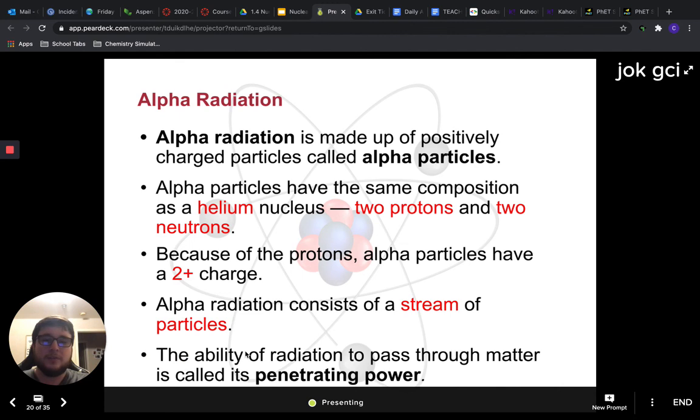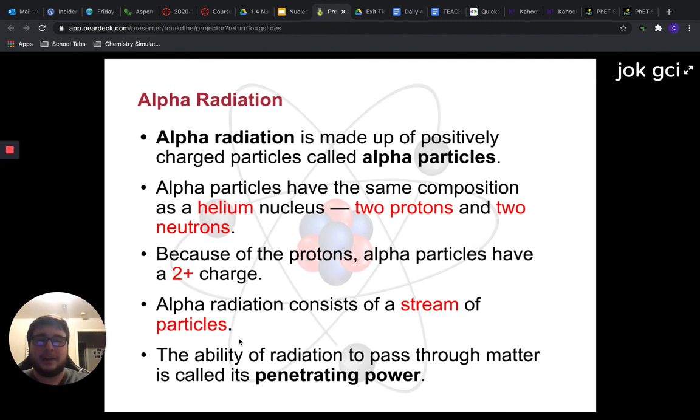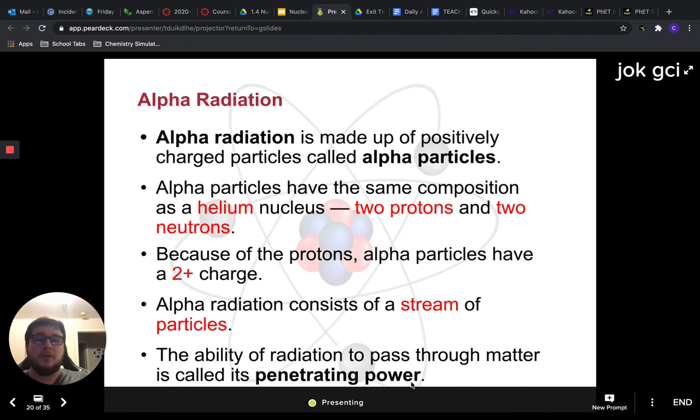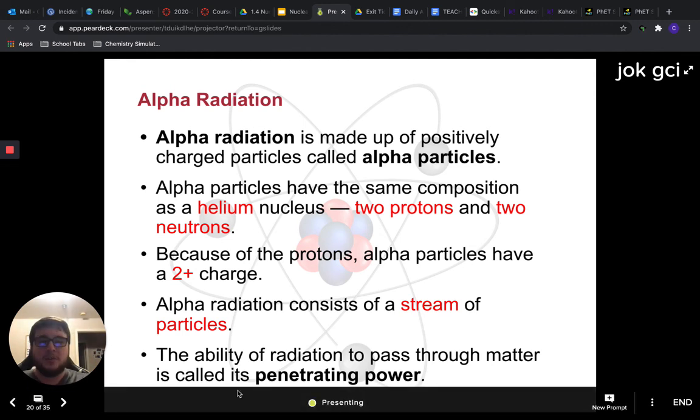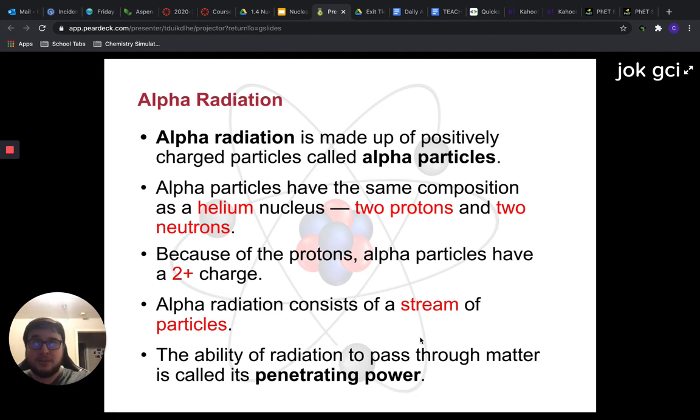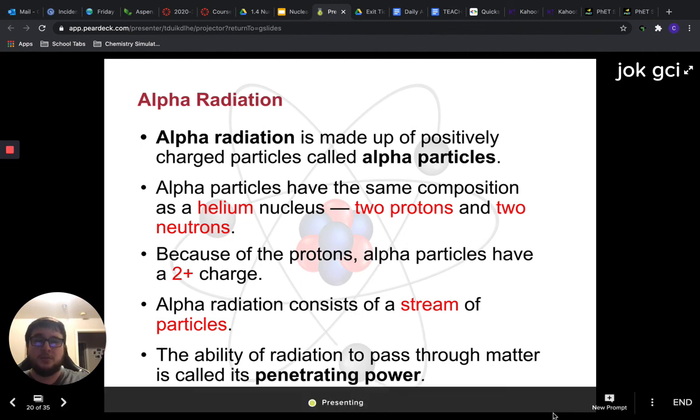All right, and whenever we talk about radiation, one thing that's of importance to us is whether or not that radiation can go through certain things and get into our bodies and impact the way that our cells and our body function. So we need to know something about radiation's penetrating power. In other words, how well does it go through certain materials and potentially affect my body? The ability of radiation to pass through matter is called its penetrating power. The more that it passes through things, the more dangerous it is to you. So the more penetrating power it has, the more likely it is to get in your body and harm you.